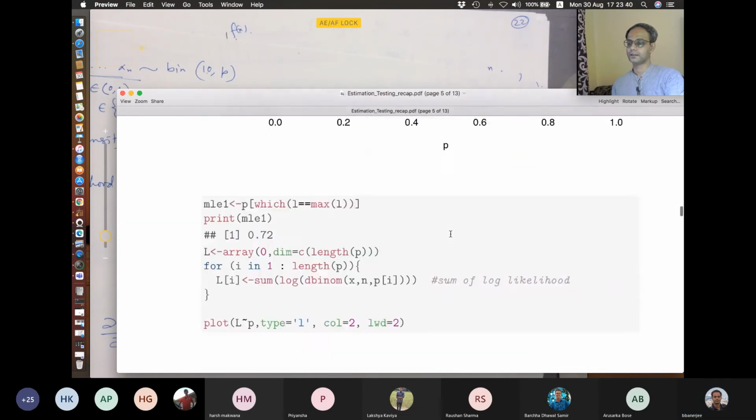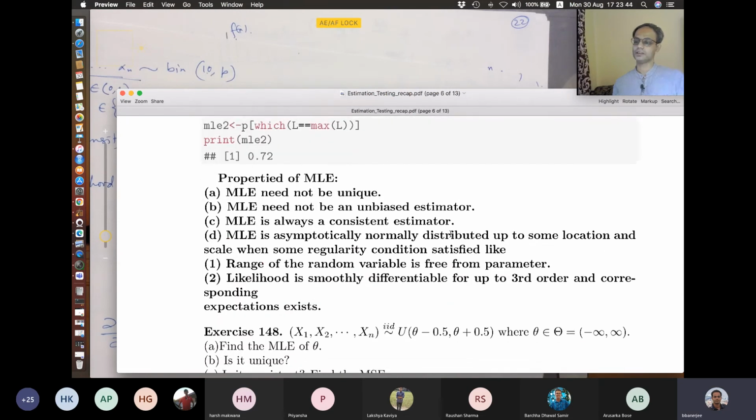And a few other properties: MLE is always a consistent estimator. That means as n goes to infinity, MLE will go to the true value with probability 1. MLE is asymptotically normally distributed up to certain location and scale change and under some regularity conditions. If you have a little bit of adjustment with the moment conditions, then the MLE follows a normal distribution. Conditions like the range of the random variable must be free from the parameter are needed.